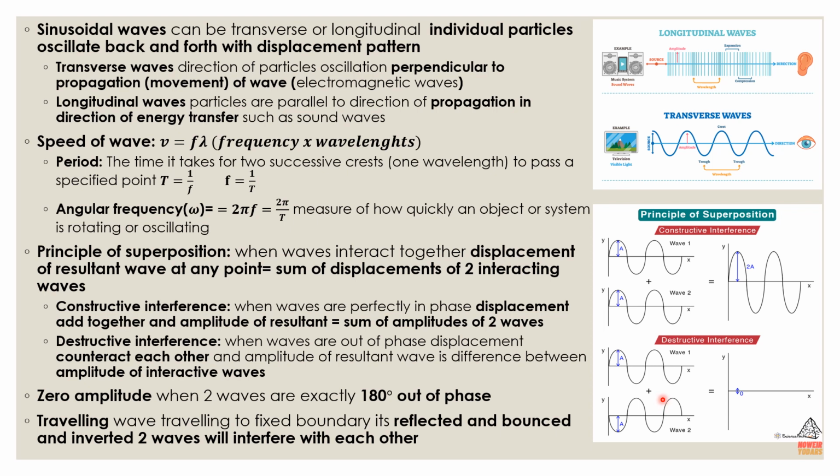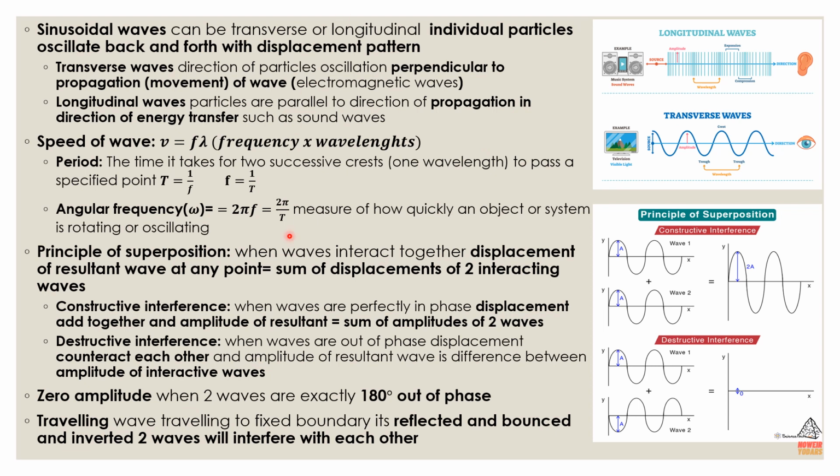and they come together and they counteract each other. The amplitude of the resultant wave is the difference between the amplitudes of the interacting waves. It can result in a lower amplitude wave, or no wave at all, because they're so out of phase, they kind of oppose each other. And then zero amplitude, like I was saying, is when two waves are exactly 180 degrees out of phase.